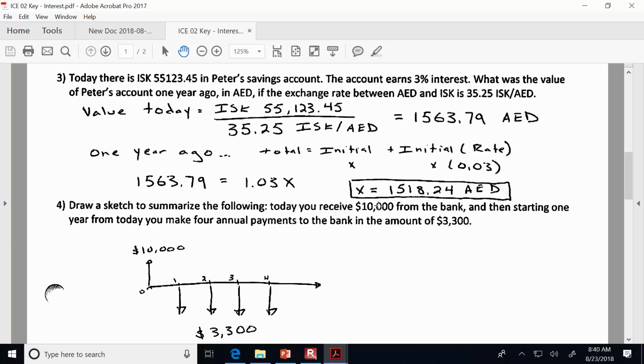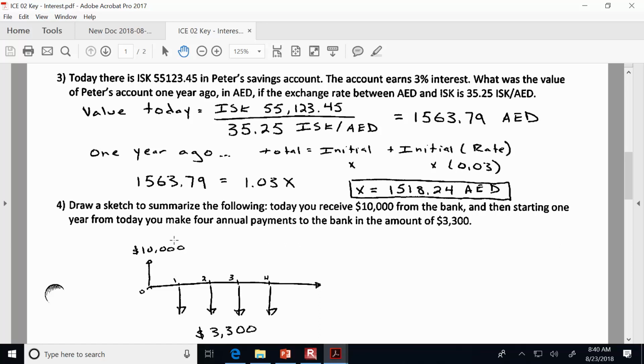And then the idea with this cash flow diagram is that if you get money, so today you receive 10,000, so you're receiving it, that means it's an inflow. So you do a vertical line upward. And then 1 year from today, there are 4 annual payments. So that means this line from 0 to 1 is the first year. And at the end of the first year is where we put that tick mark for year 1.